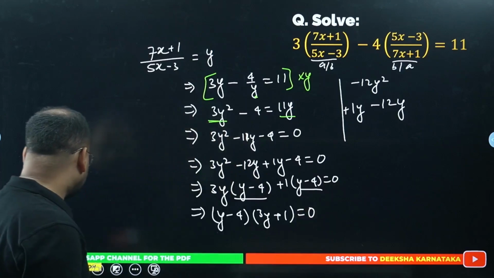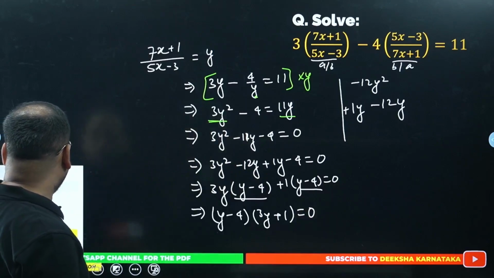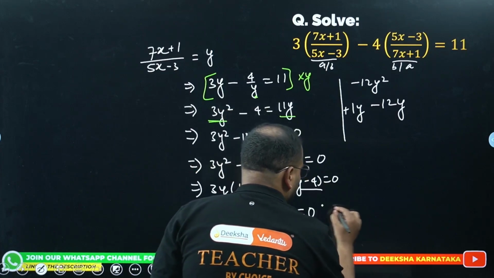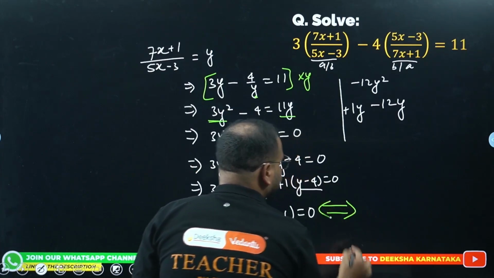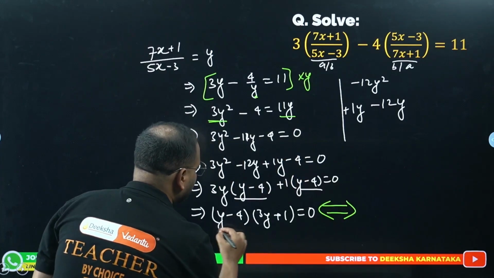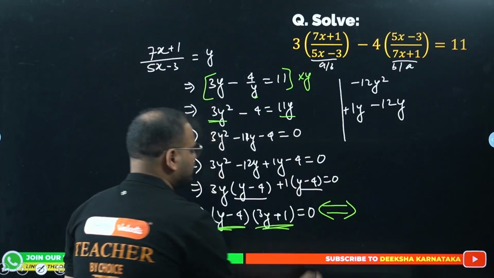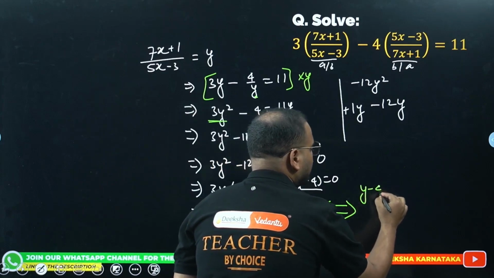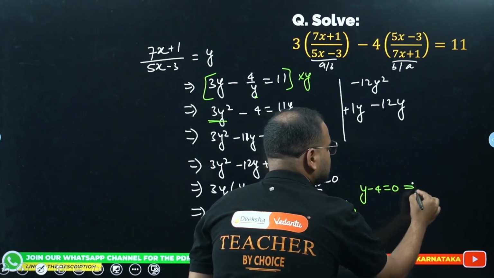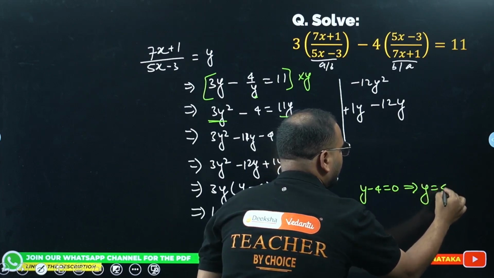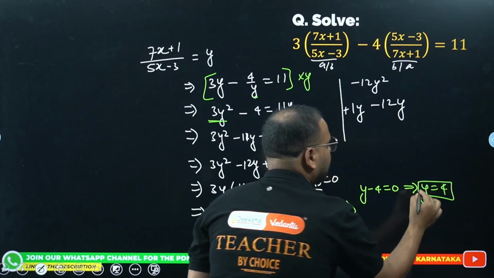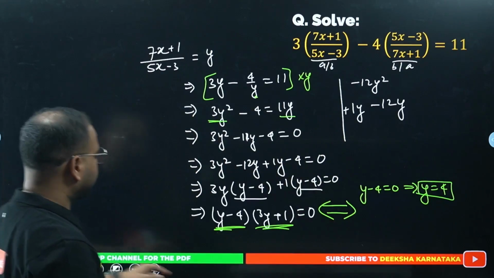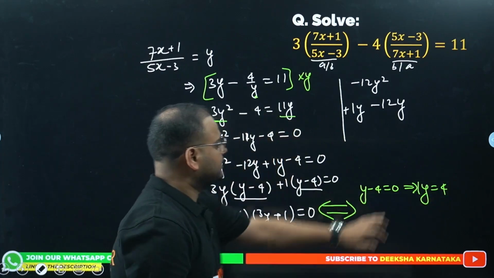I have reached two factors. It means I will have two values of y. Equate this to 0 first and then this to 0. If I equate this to 0, I write y minus 4 equals 0, which means y equal to 4. Y equal to 4. Okay, first one is done.